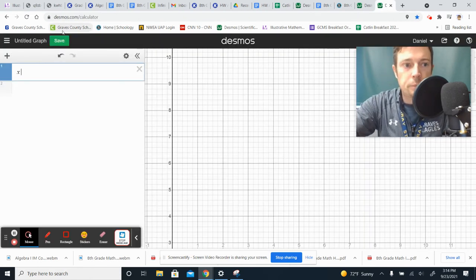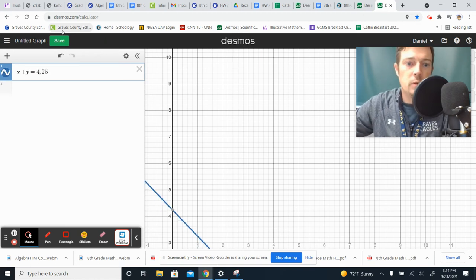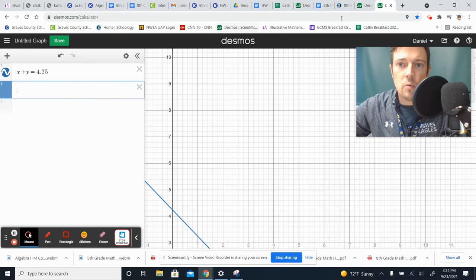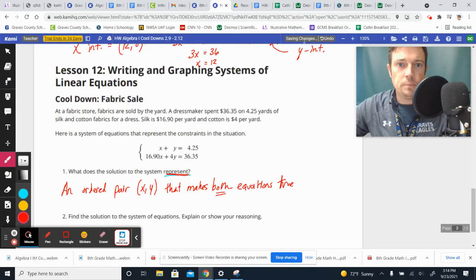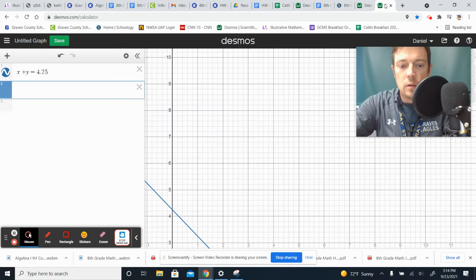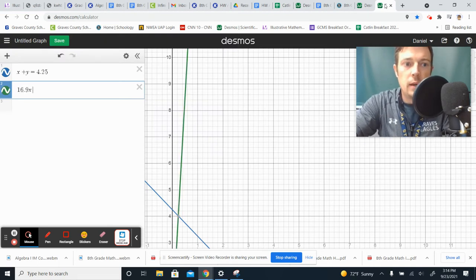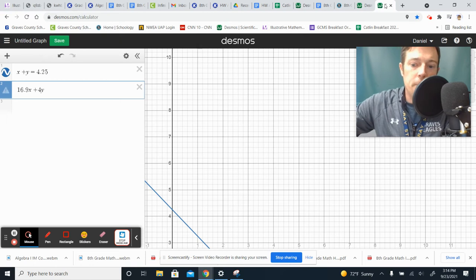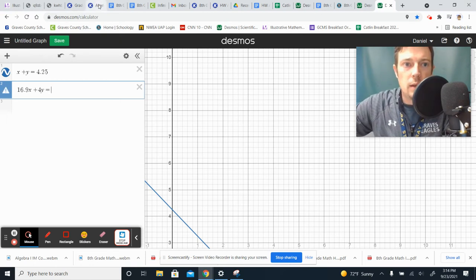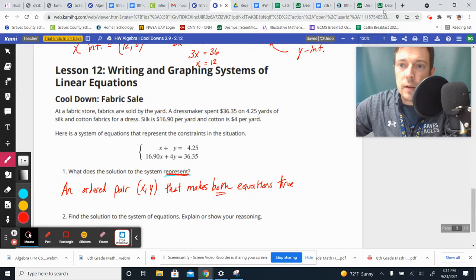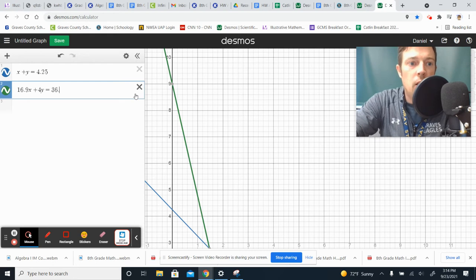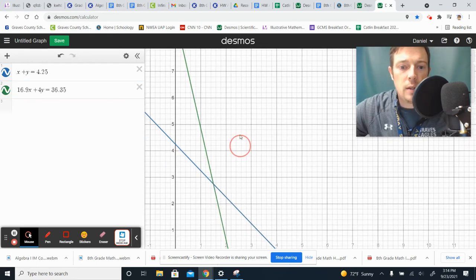So let's go to our Desmos graphing calculator, and we'll start with the easy one. X plus Y, oh, I need a plus sign, equals 4.25, right? And then the other one was a little bit more in depth. Let me see if I can go back and find that here. The other one was 16.9x and 4y. So 16.9x plus 4y equals, and then the last amount, sorry, wrong one. The last amount was $36.35.